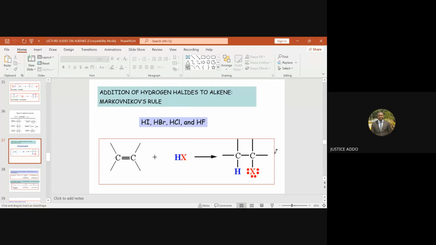Now, this reaction is governed by what we call Markovnikov's rule. Is there anyone here who can help us to state Markovnikov's rule? Anyone here who wants to help us state Markovnikov's rule? What is Markovnikov's rule?